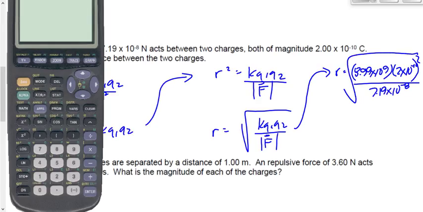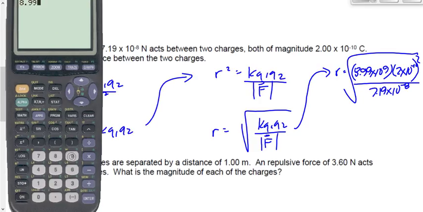Now let's do the math here on the calculator. Let's get what's inside the square root sign first. 8.99 times 10 to the 9 times, I'm going to use some brackets here, 2 times 10 to the negative 10, squared, or I could have just multiplied it by 2 times 10 to the negative 10 again. Let's divide that by 7.19 times 10 to the negative 8. Got it? Press equals, press enter. This is what I get for what's inside the square root. Then I've got to square root it.